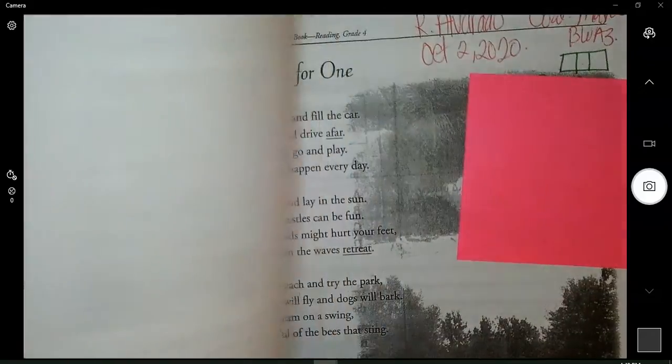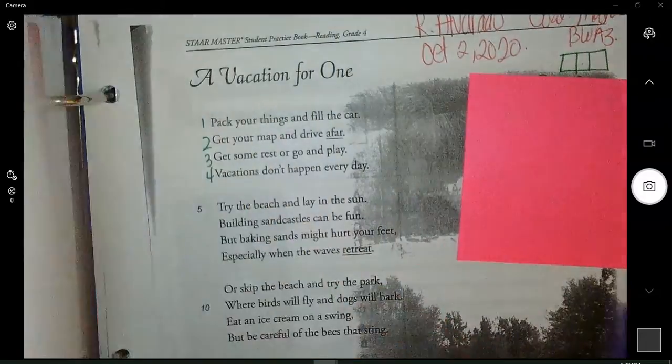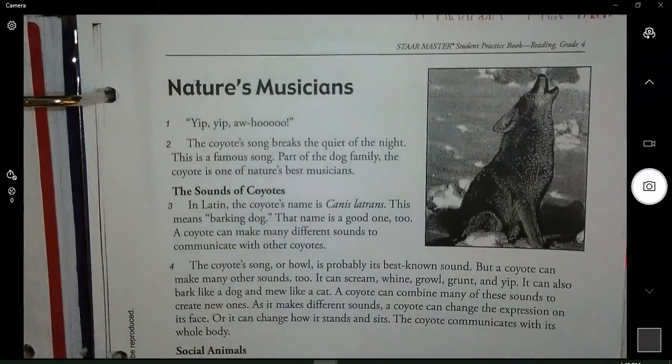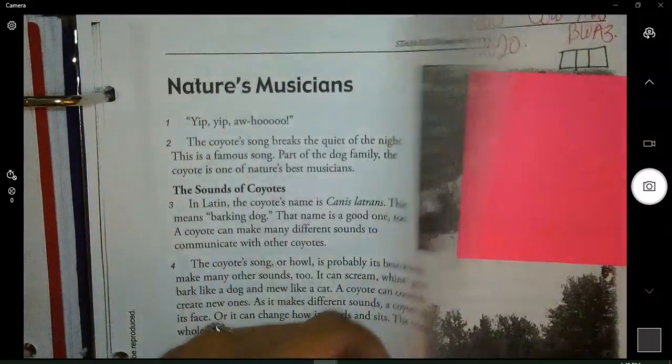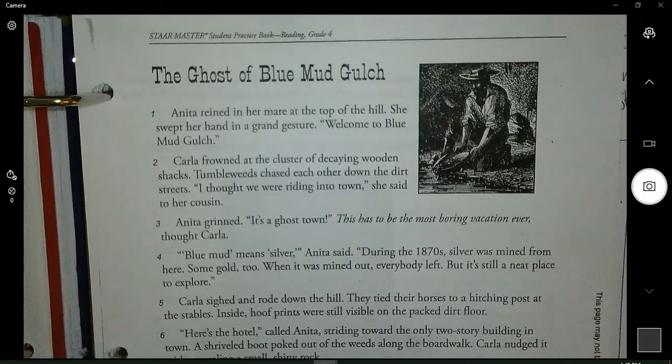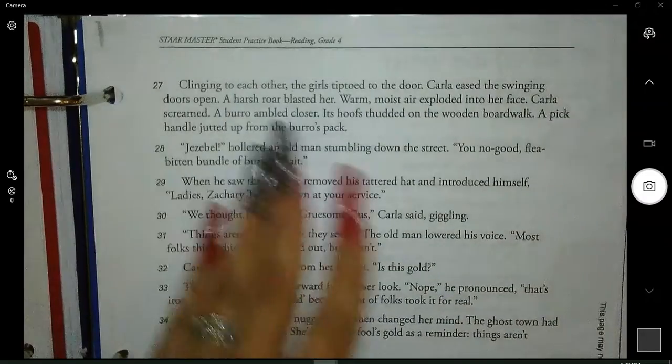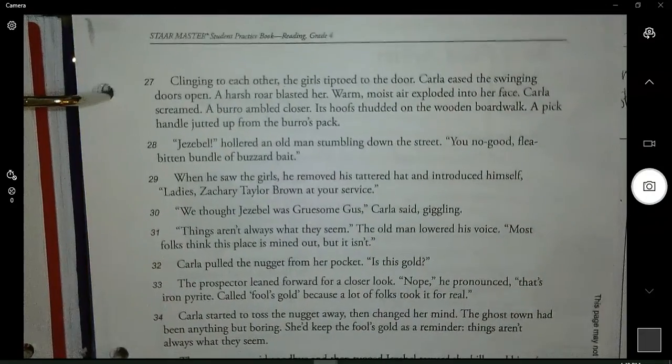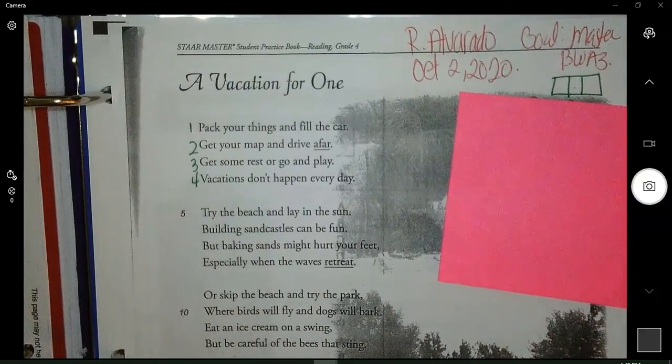All right, go ahead and go to the one that says A Vacation for One. So when you open it, the first thing you see is Nature's Musician. Flip it again. You'll see The Ghost of Blue Mud Gulch. Flip it again, you'll see this page. And then once you flip it again, you'll see this one, A Vacation for One.